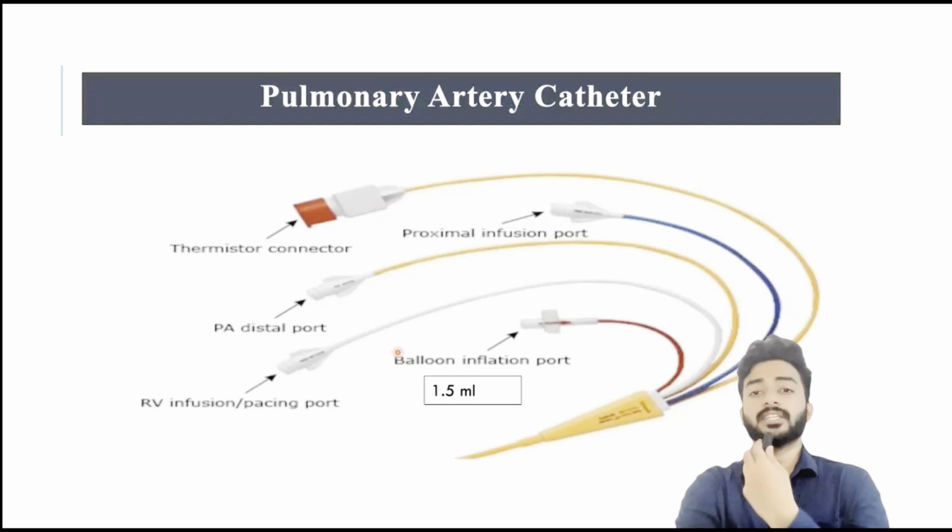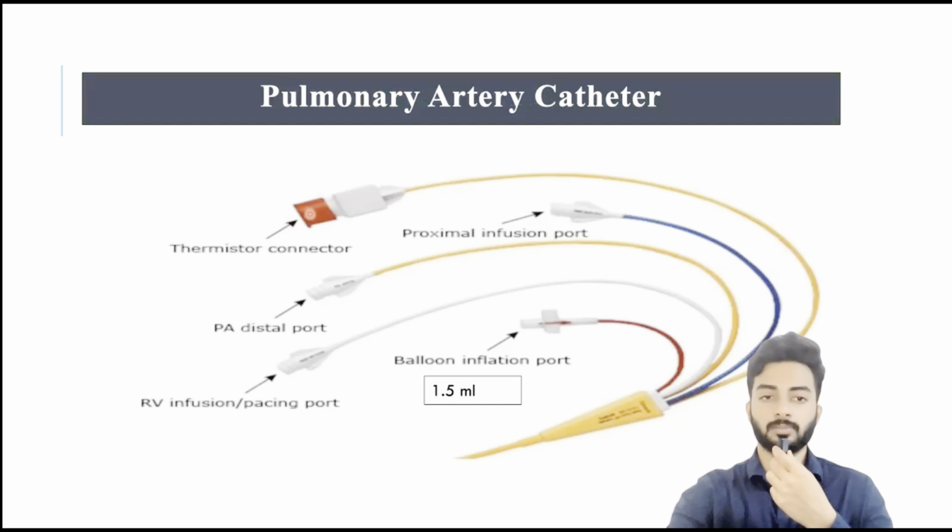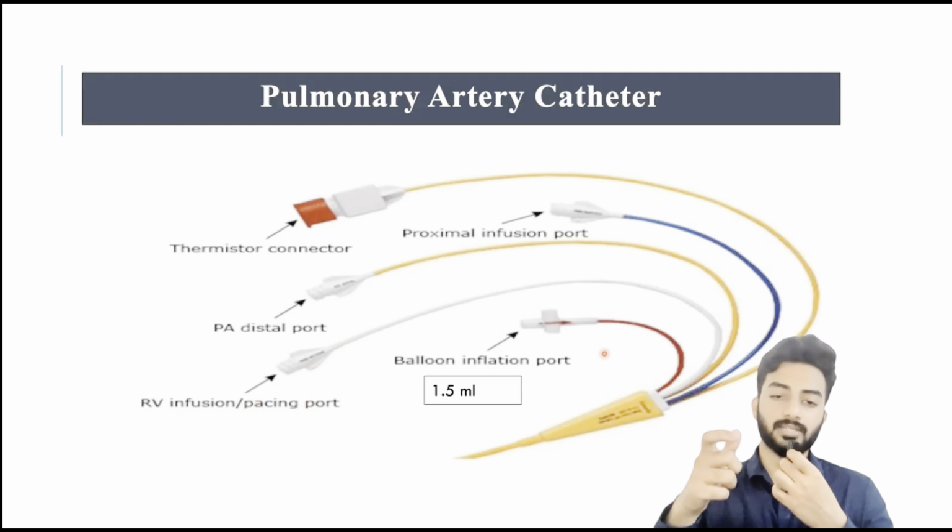So next monitor is the pulmonary artery catheter. So what are the ports and what is connected to it? This is for temperature monitoring, the thermistor connector. This is the proximal infusion port. You can connect the infusions to it. This is the PA distal port, and this is for measuring the PA pressure. Then we have this RV port. From this we can pace the patient. Next we have the balloon inflation port. We can connect a syringe and inflate up to 1.5 ml.